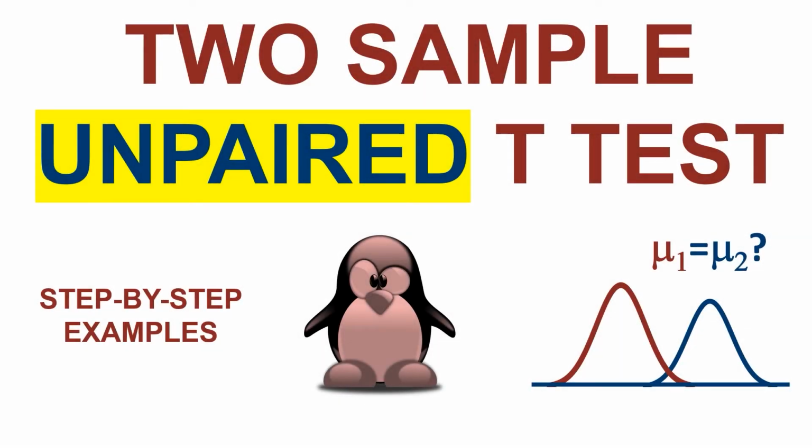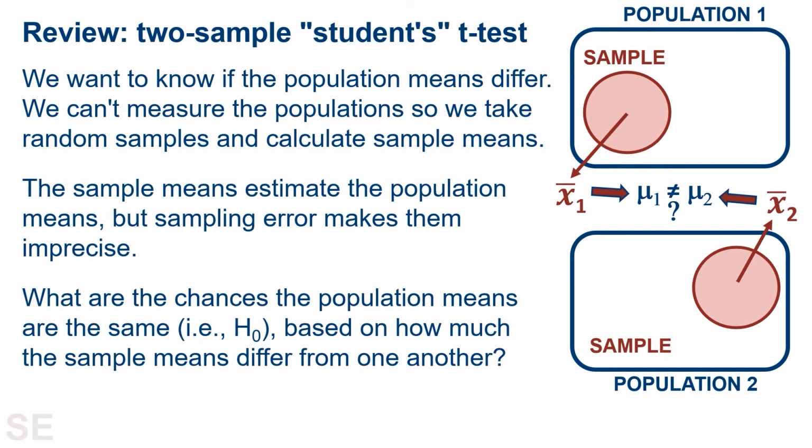The two-sample unpaired t-test is used to compare the means of two populations. Let's look at 3 step-by-step examples. But first, a quick review of the test.